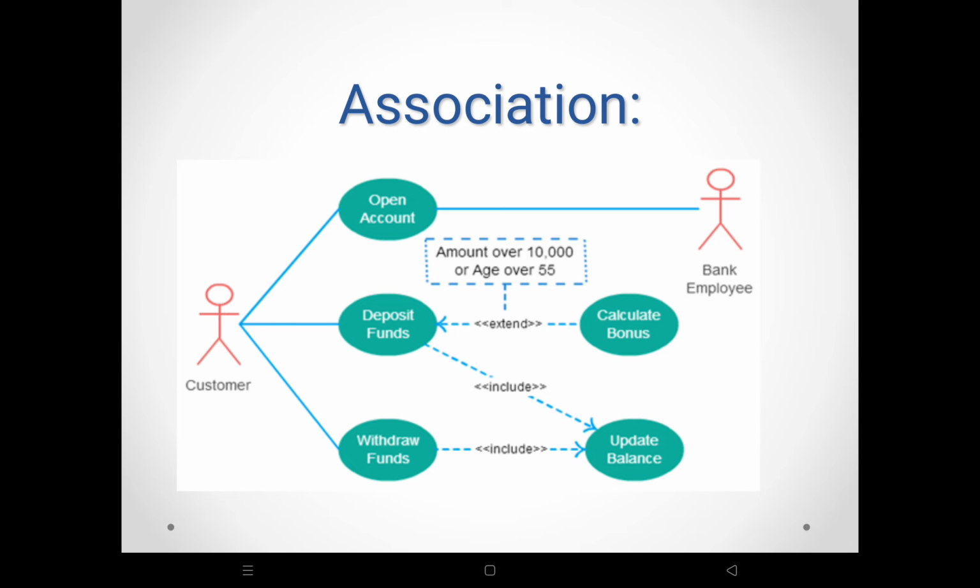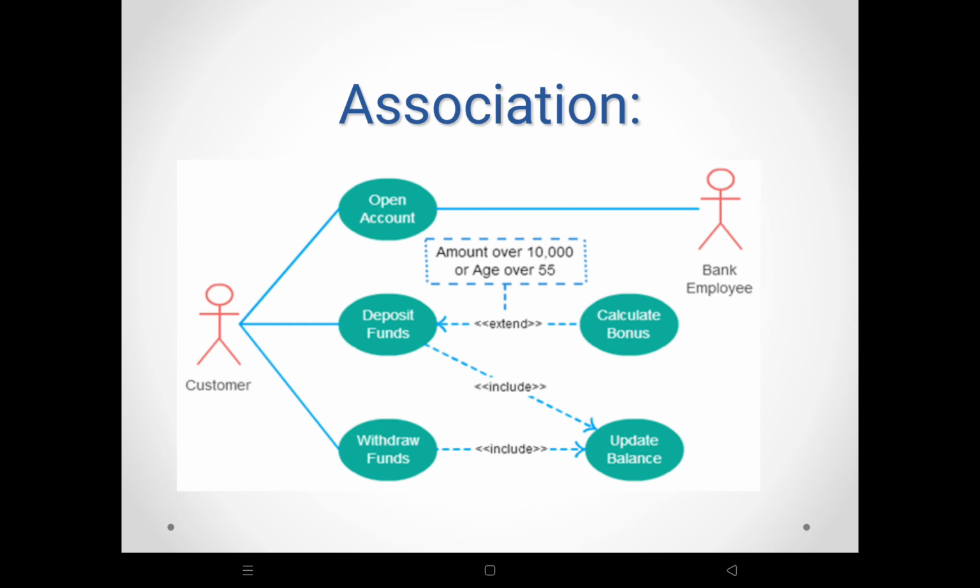Association means the relationship between the use cases. What is the relationship? What is the relationship between customer and open account? The solid line which is connecting the two use cases, or the actor and use case, is called the association. So this is the example.